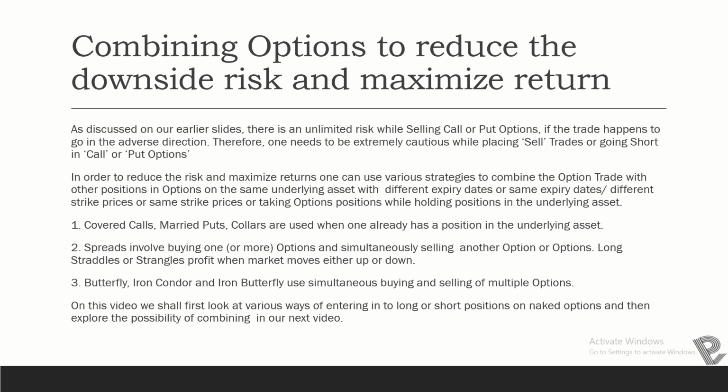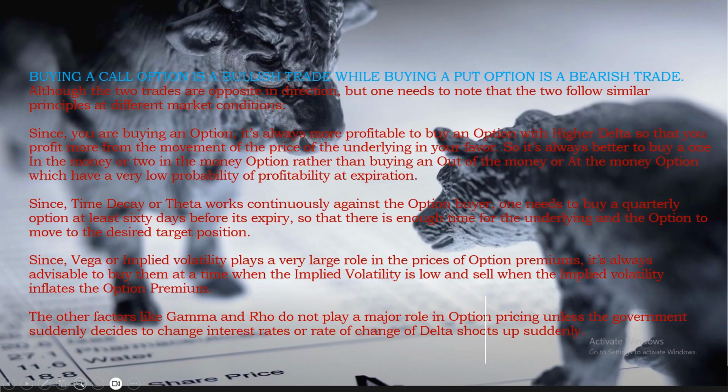In this video, we shall talk about various ways of entering into long or short positions on naked options and then explore the possibility of combining various options in our next video. On our last slide, we saw that different types of options can be combined together to reduce the risk or change the risk to reward ratio of an option trade. But before we go on to the combination of various options, we would first like to see the buying and selling of simple options, which are call options and put options.